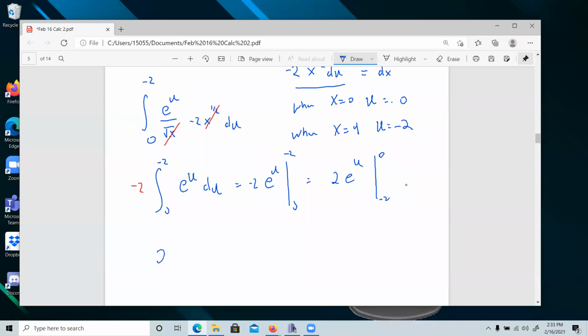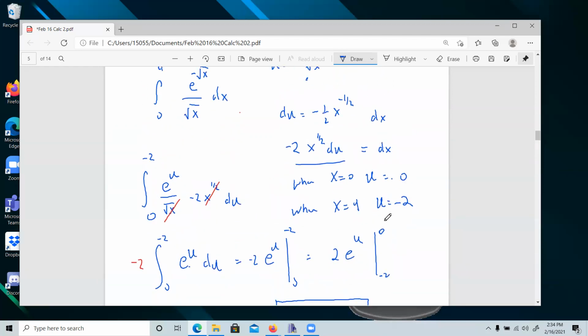This is just going to be negative 2 e to the u, so we're going to have 2 e to the 0 minus 2 e to the negative 2. So it's going to be 2 minus 2 over e squared. I don't think we really need to do much more than that, because like I said, we took care of the improper part of the integral. These limits are fine. So that's the improper integral for that one.